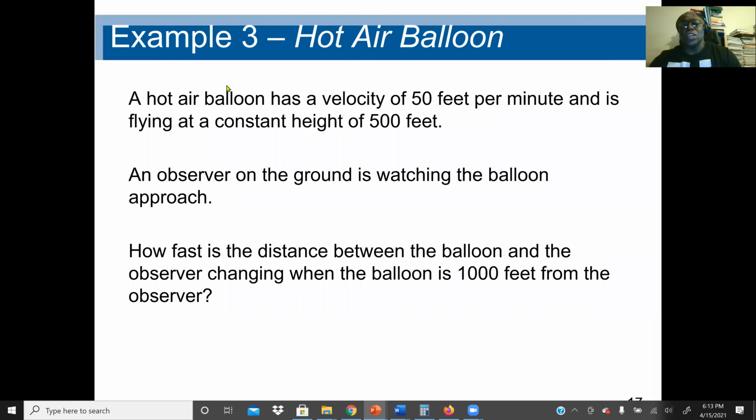So another question here: a hot air balloon has a velocity of 50 feet per minute and is flying at a constant height of 500 feet. An observer on the ground is watching the balloon approach. How fast is the distance between the balloon and the observer changing when the balloon is 1,000 feet from the observer?